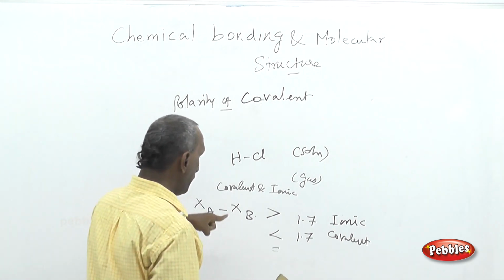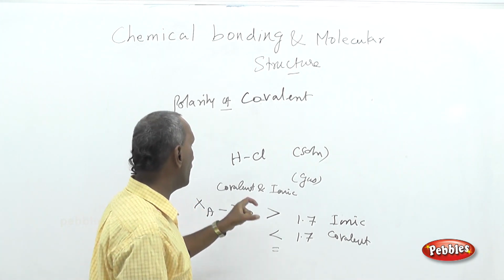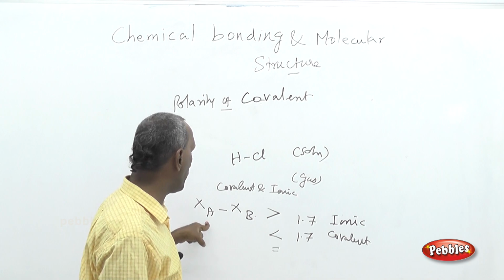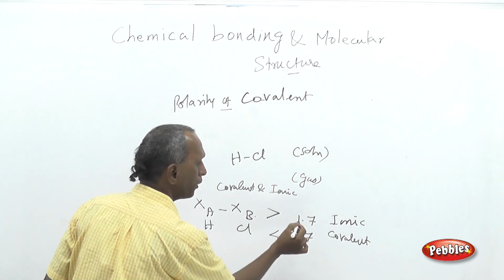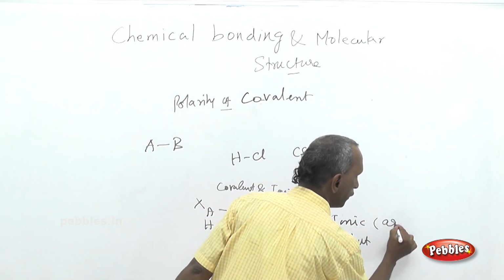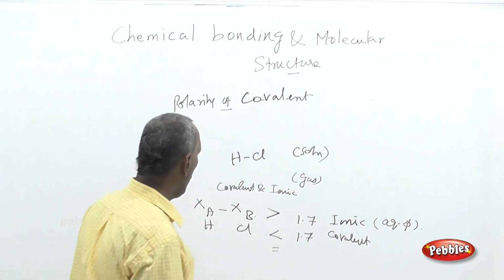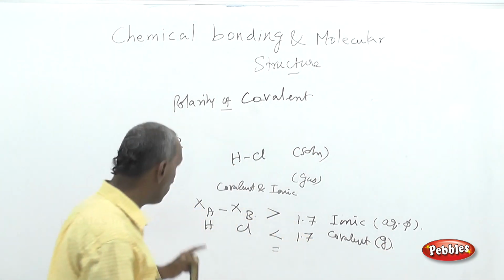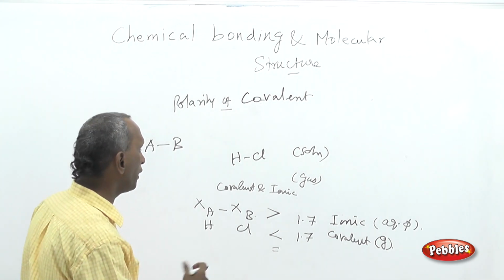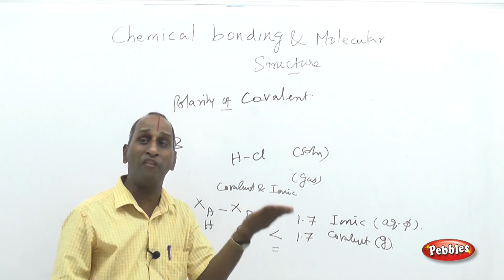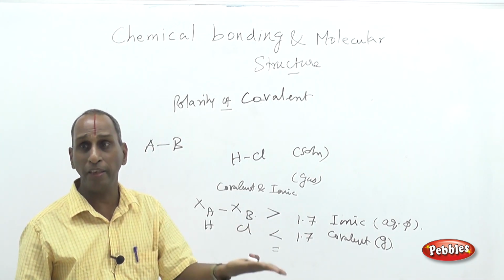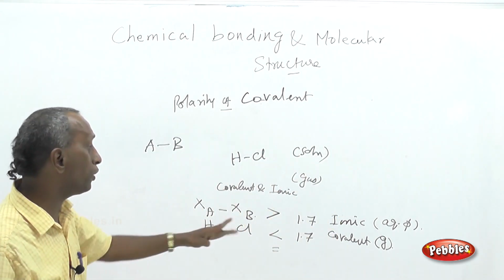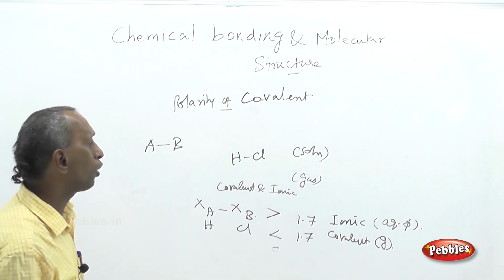So HCl is ionic in the aqueous phase because the difference in electronegativity of hydrogen and chlorine is more than 1.7 in the water phase. If it is in the gaseous phase, it is less than 1.7. That is to be noted. In other words, the difference in electronegativity itself is a function of the state of the material. In the gas state, it is less than 1.7. In the aqueous phase, it is more than 1.7. That is why it is more ionic or more covalent.